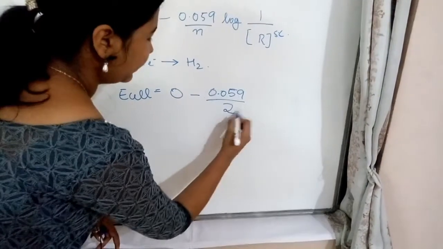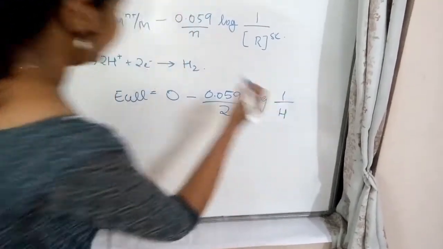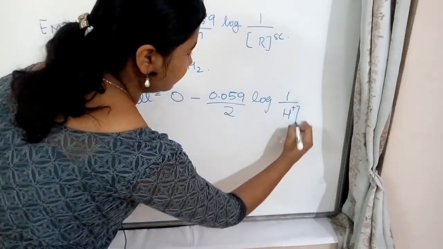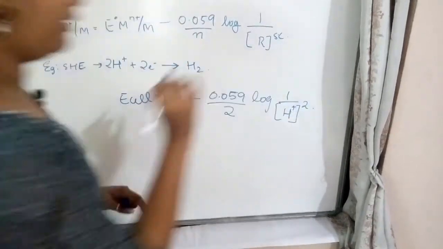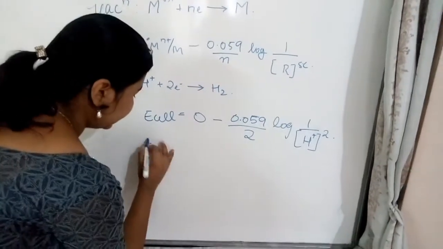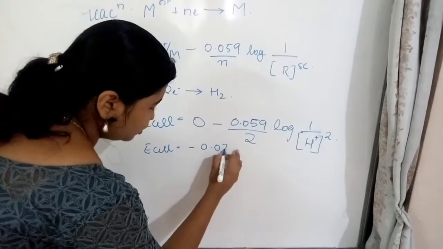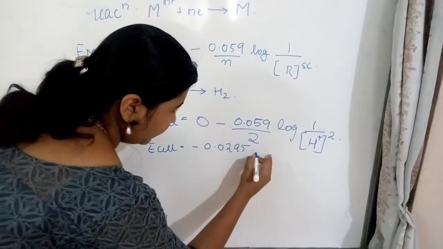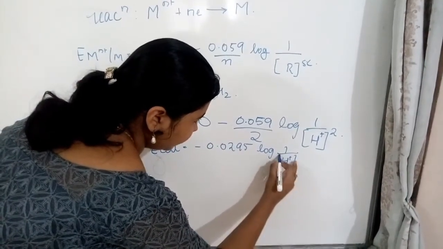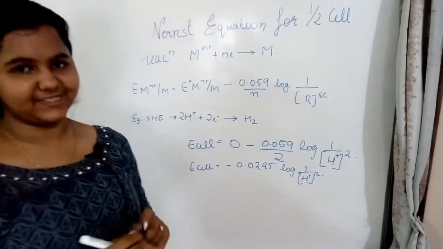So 2 into log 1 divided by, see how many H+ is there? 2 H+ is there. So H+ raised to the stoichiometric coefficient. This is the stoichiometric coefficient. So now we'll simplify it again. E is equal to minus 0.0295 log 1 by H+ raised to 2. So this is the Nernst equation for a half cell.